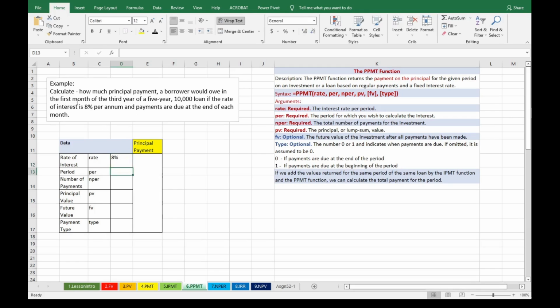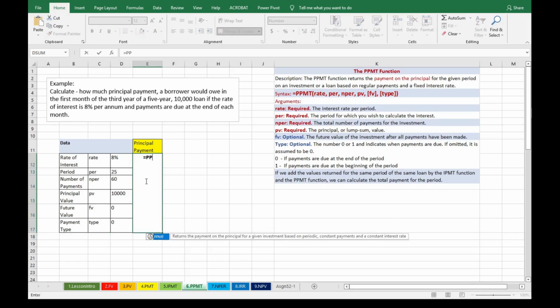Now the period is the first month of the third year, which is 25. Then the number of payments: it is a 5-year period, so we put 5 times 12, that is 60 months. Then the principal value, so we put 10,000 with a positive sign because it's a cash inflow. Then the future value is 0 and type is also 0 because payments are due at the end of the month, so type will be 0.